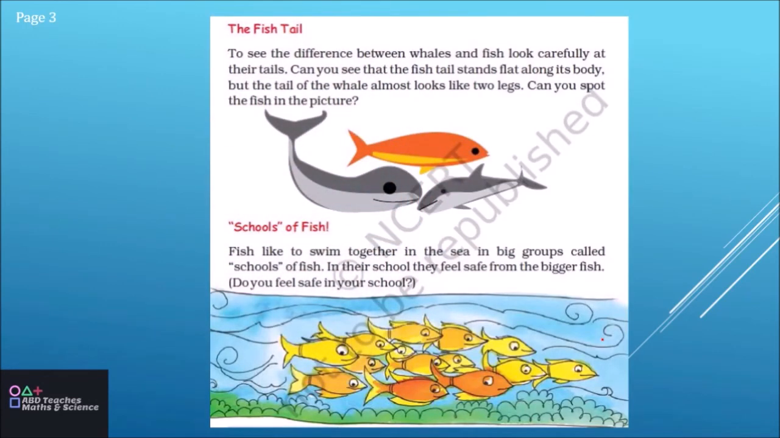The fish tail. Here it is saying how to know the difference between whales and a fish. See, the tail of the whale almost looks like two legs. See here, it is one leg, it is the second leg, right? And the tail of a fish stands flat along its body. See, flat. It is just attached to the fish body. But the whale tail starts from here, it is like a leg. Starts from here, it is the other leg, right?